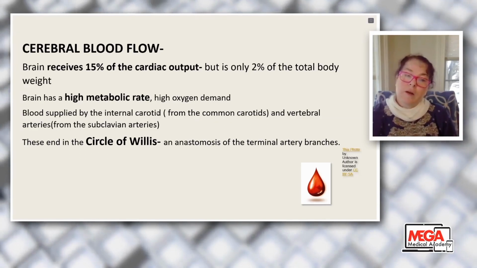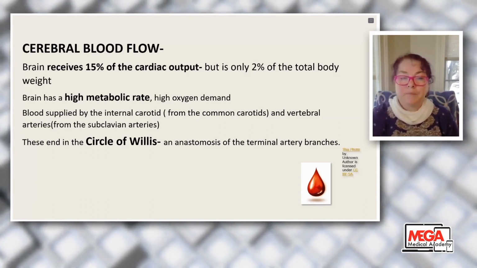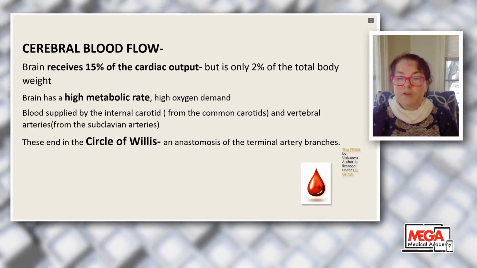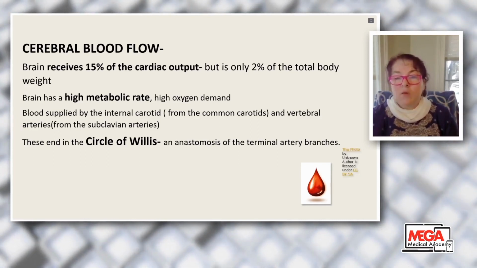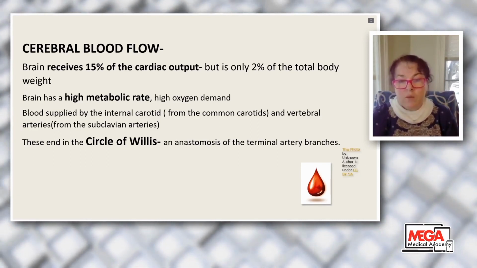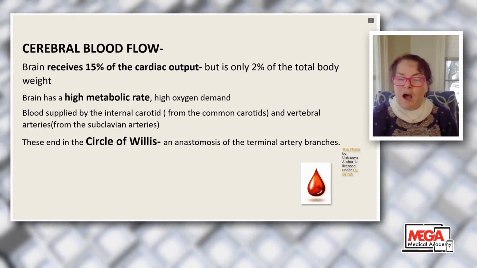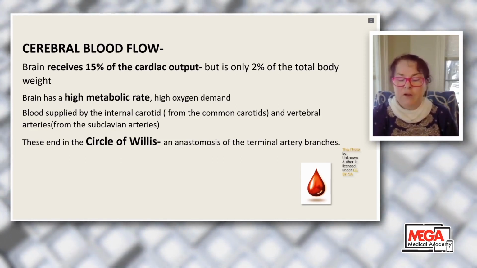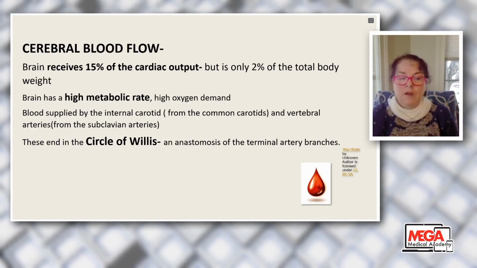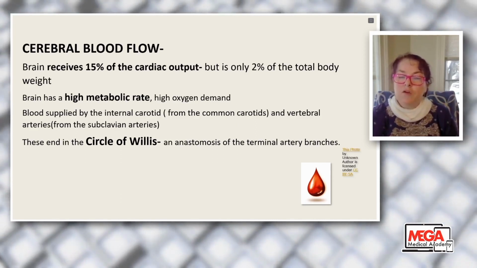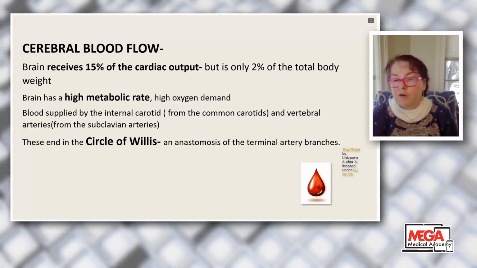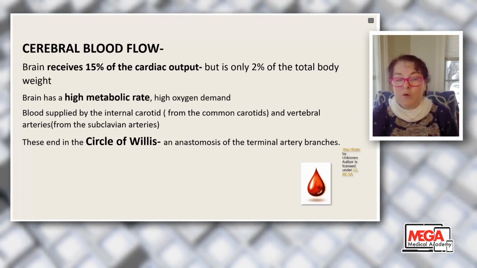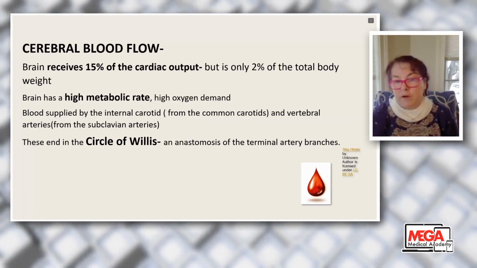Now I'm going to talk a little bit about the cerebral blood flow to the brain. The brain gets 15% of the cardiac output, but it is only 2% of the total body weight. The brain has a high metabolic rate of oxygen consumption and needs a lot of oxygen. The blood is supplied to the brain by the internal carotid arteries, which come off the common carotid arteries, and the vertebral arteries, which come off the subclavian arteries.